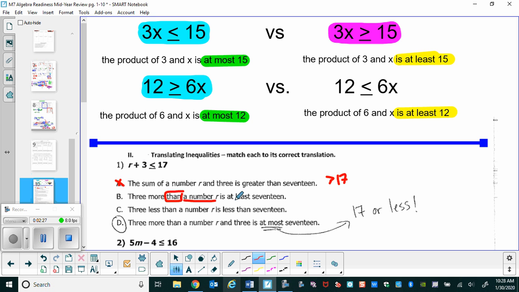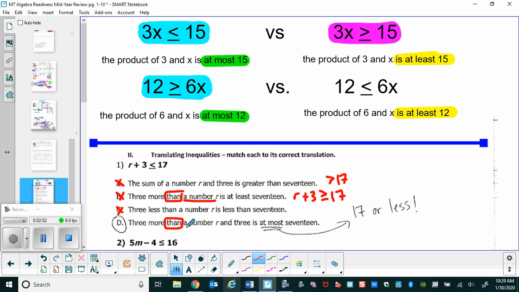But then when it says all of this stuff is at least 17, then r plus 3, if it's at least 17, would be more than or equal to 17. And we want less than or equal to 17. So it's not B. Now it's not C because it says "less than," which is a subtraction thing, so that's already out. And now it's answer choice D where it shows 3 more than a number r.